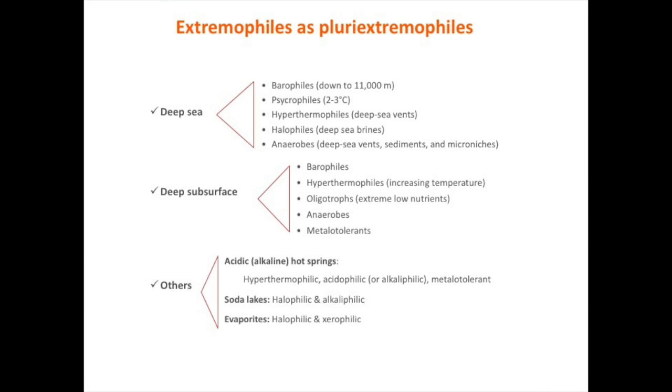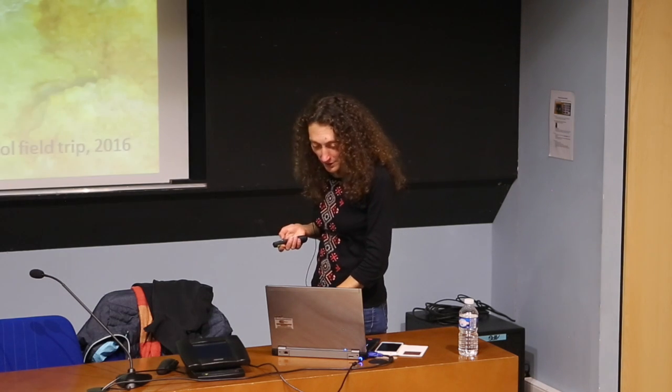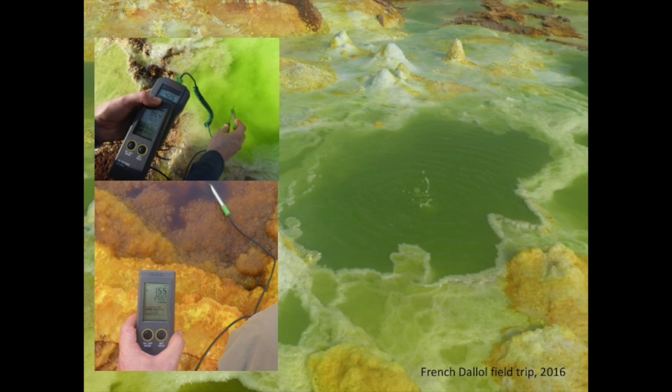Then you have, for instance, the deep subsurface. You have similarly barophiles, but also organisms adapted to many other extreme conditions. And this is just one example of a very highly extreme place for a variety of reasons. We made a field trip recently, a couple of weeks ago, to this region, the Dalol in Ethiopia. This is a place at the level of the Danakil Depression, so it's under sea level because there was the sea and then it evaporated.